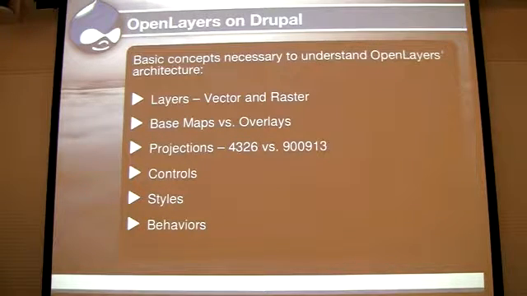Projections. There's a lot of technicality behind the projections. Suffice to say, it's a method of calculating your location on the planet. There are two of them that are recognized by OpenLayers primarily. It'll support several others, but most of the services out there use these two. They're called 4326 and 900913.